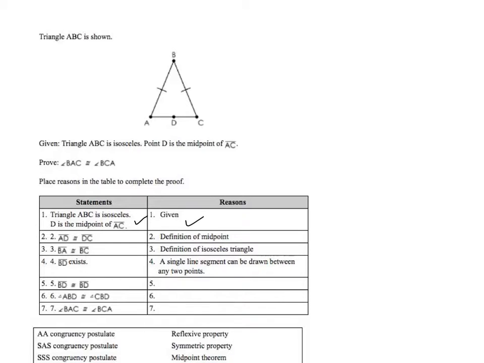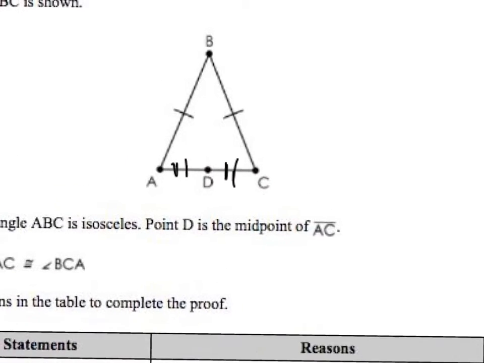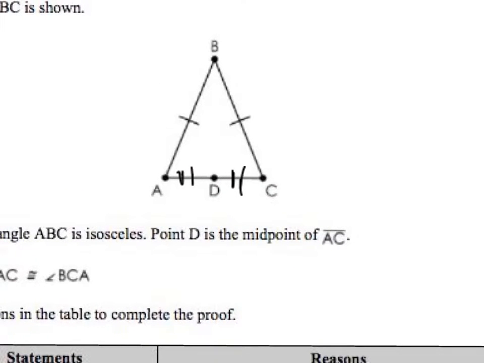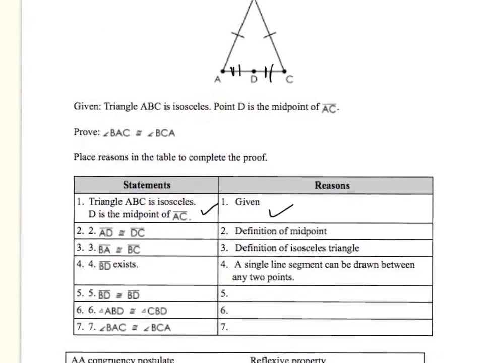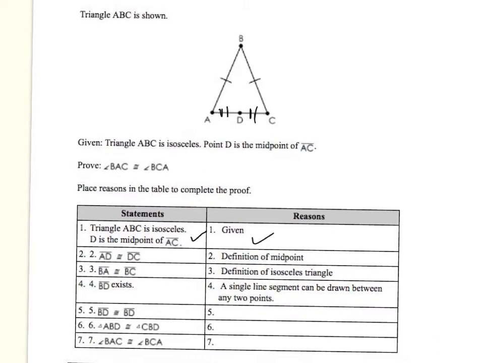Then it says AD, which is this guy down here, will be congruent to DC. If I zoom in on the picture, it's saying AD is the same as DC, but that's kind of obvious because D is the midpoint. If D is the midpoint, then the two parts it breaks it into have to be equal. Then it says BA is congruent to BC, which is already given because it's an isosceles triangle, so this side is congruent to this side.